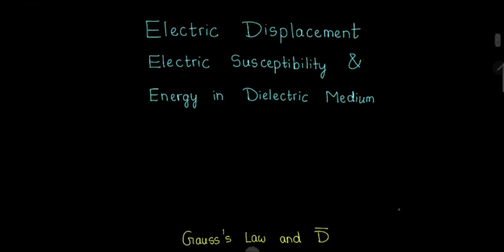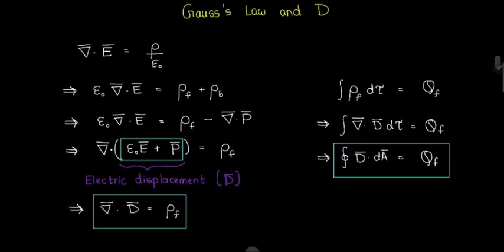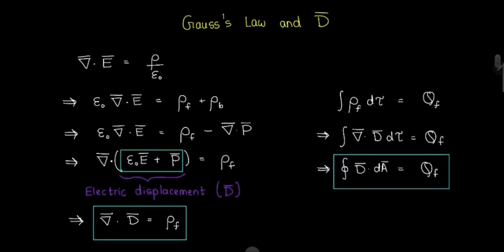Yes. So first is electric displacement. It is represented by a D bar. But before writing down what is D bar, we'll just write down Gauss's law, which is this one. Divergence of electric field is nothing but rho by epsilon naught. My rho can be written as the volume charge density of free charges and the volume charge density for bound charges.